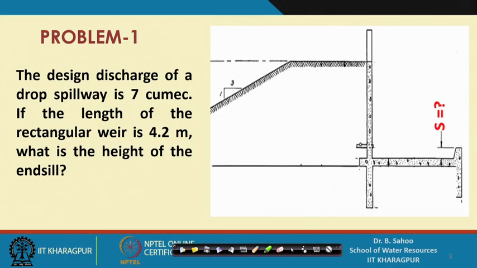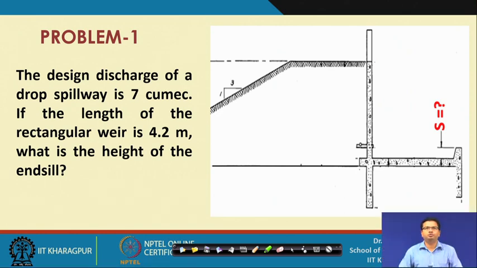the question is that the design discharge of a drop spillway is 7 cubic meter per second. If the length of the rectangular weir is 4.2 meter, what is the height of the end sill? So, from here you can see discharge Q is given as 7 cubic. The length of the weir is given as 4.2, that is equal to L, and you know that the height of end sill, that is S, equal to Dc by 2. So, Dc means the critical depth.